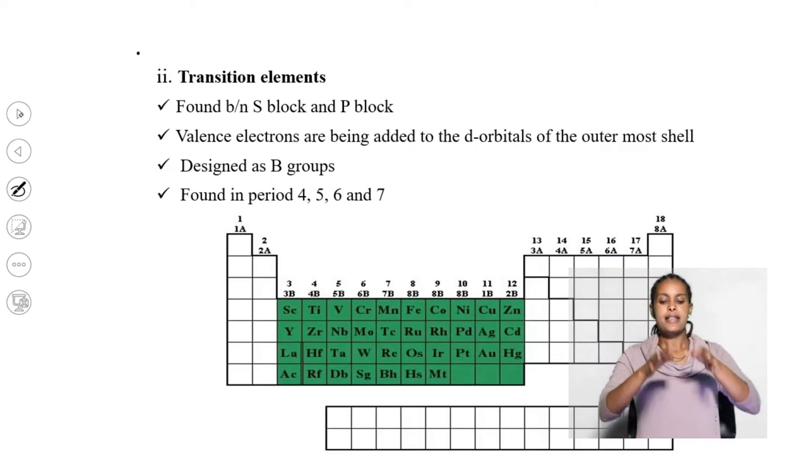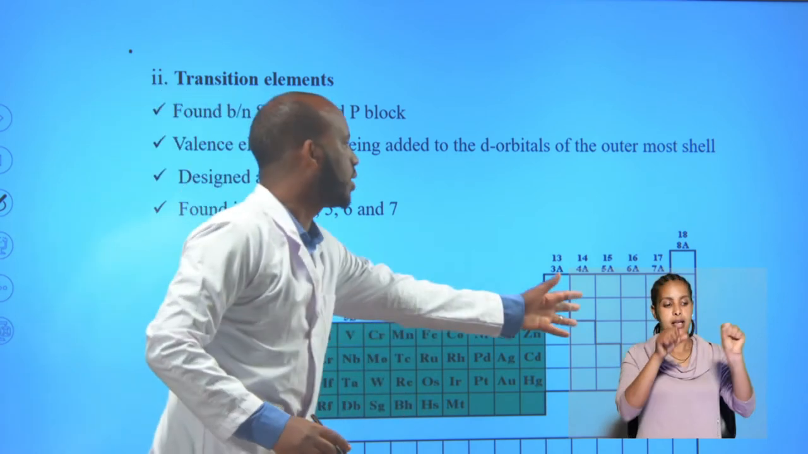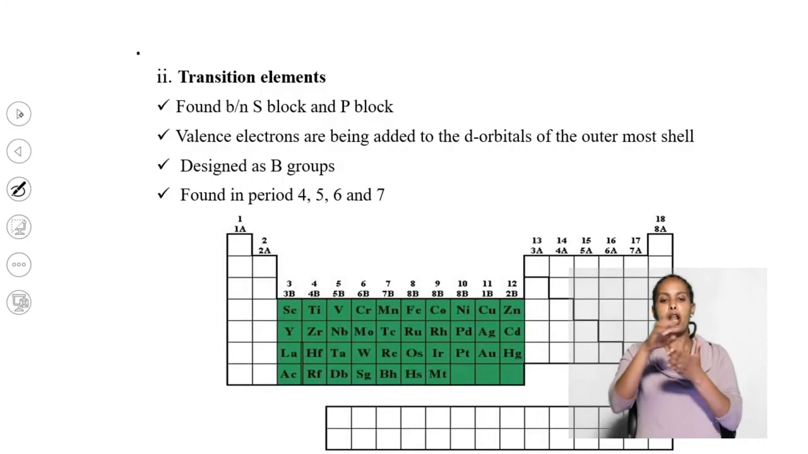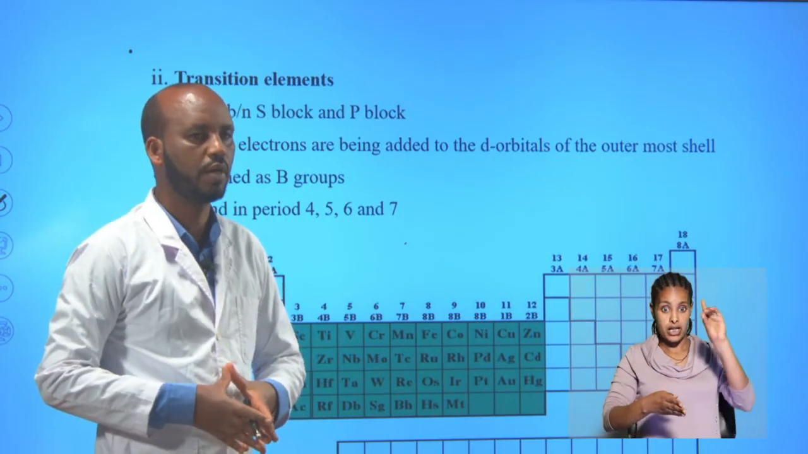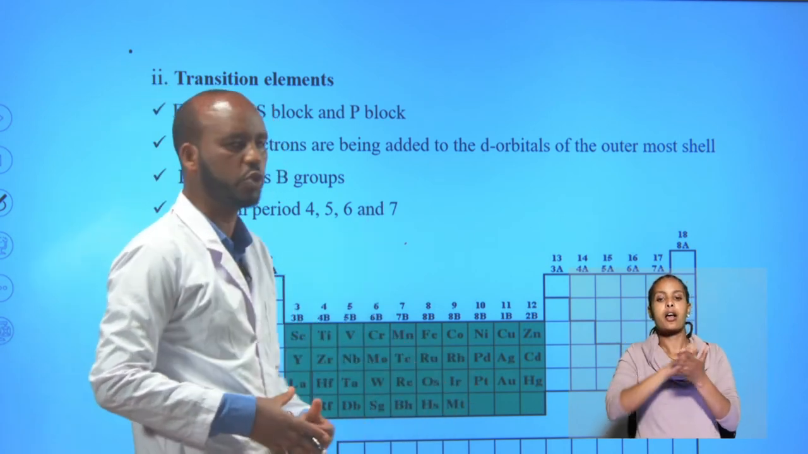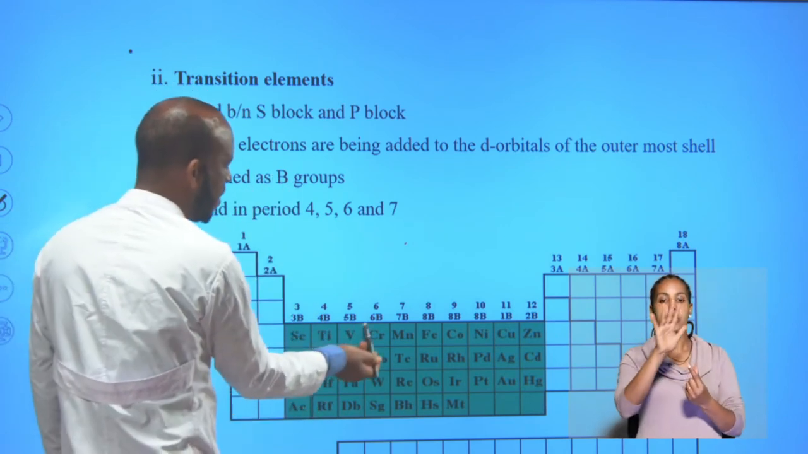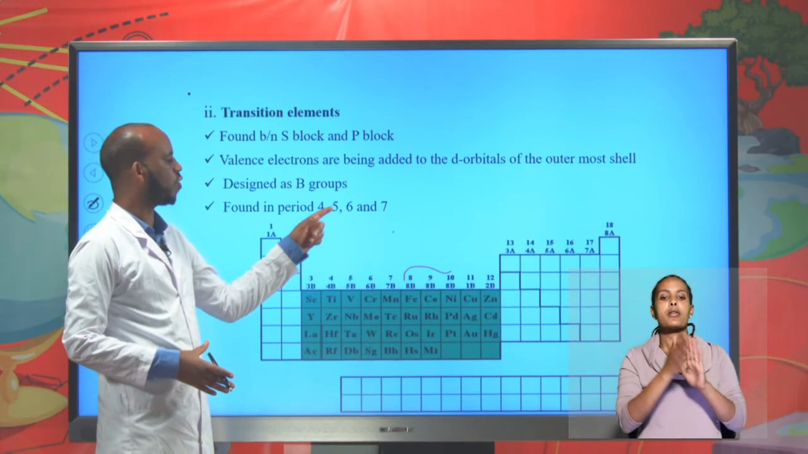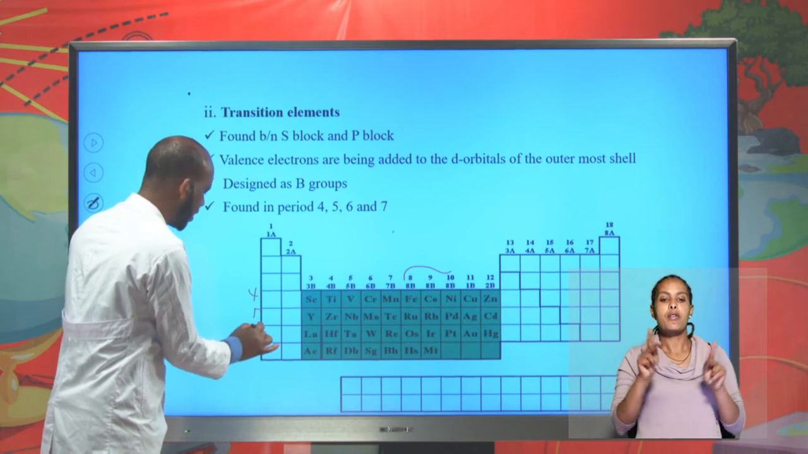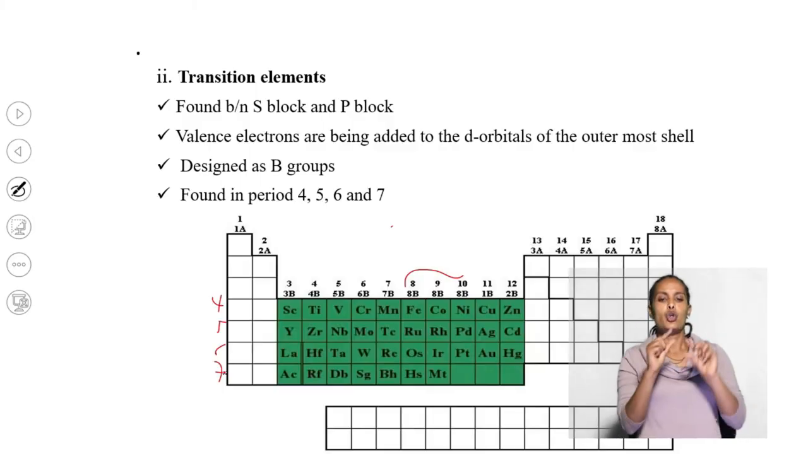Number two, transition elements, are found between s block and p block elements. Valence electrons are being added to the d orbital of the outermost shell. They are called d block elements because their last electron falls onto the d subshell, the d orbital, designated as B groups. You see, 3B, 4B, 5B, 6B, 7B, 8B, 1B, 2B. They are found in periods 4, 5, 6, and 7. There are 7 periods and 18 groups in the modern periodic table.